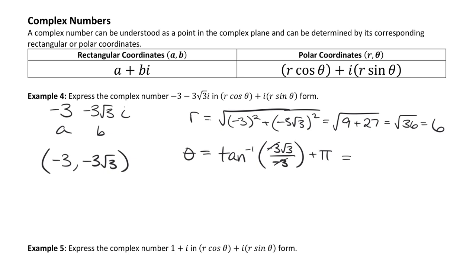What is the inverse tangent of positive square root 3? Pi over 3, but then we're going to add pi to it, which is like adding 3 pi over 3. So it's 4 pi over 3 again.